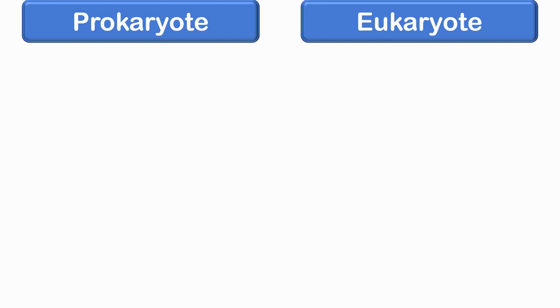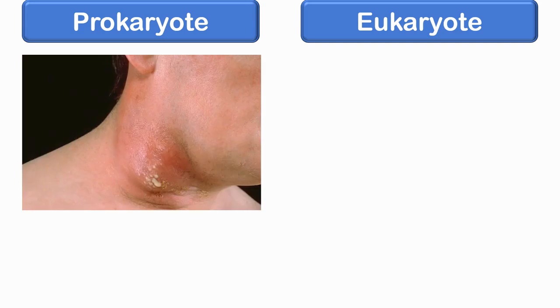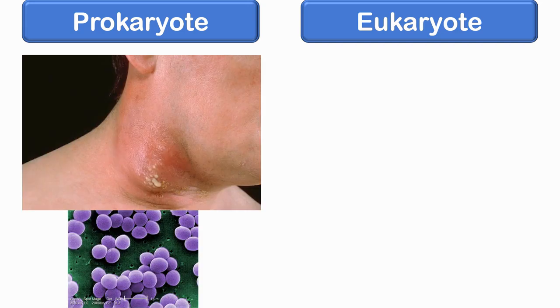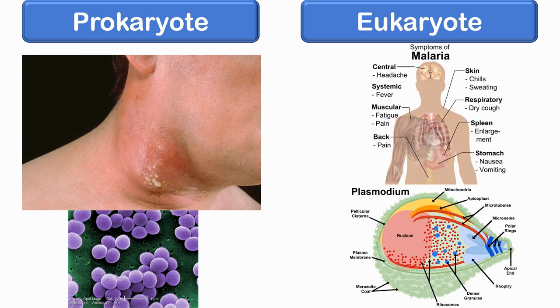Human infections can be caused by both prokaryotes and eukaryotes. An example of prokaryote infection is a boil in the skin caused by Staphylococcus aureus, and for eukaryotic infection is the malaria caused by Plasmodium. The drugs effective against prokaryotes are not effective for treatment of eukaryotic infection. That is why it is important to differentiate between the two.